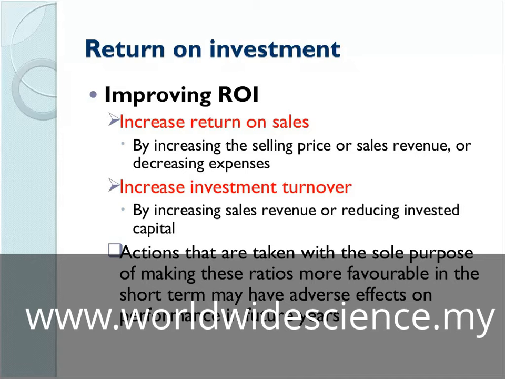So how can we improve our return on investment? First, we can increase our return on sales, right? How can we get it? Just by increasing the selling price of the product or decreasing the expenses. These are the two main strategies that companies use to increase their returns. They increase the selling price of the product or services, or decrease expenses. Another way to improve your ROI is to increase investment turnover by increasing sales revenue or reducing invested capital.